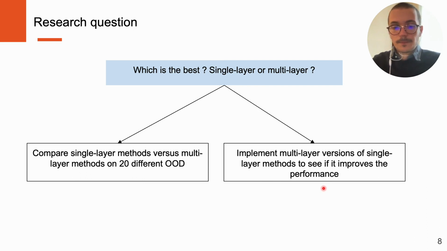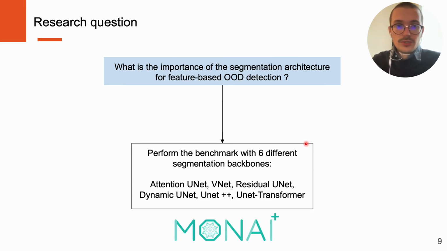The second research question is, what is the importance of the segmentation architecture on feature-based out-of-distribution detection? And to answer that, we performed the benchmark with 6 different segmentation backbones using the MONAI library, including, for example, UNet, VNet, or transformer-based architecture.